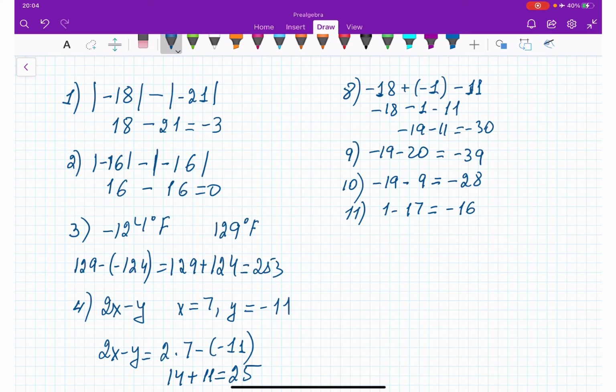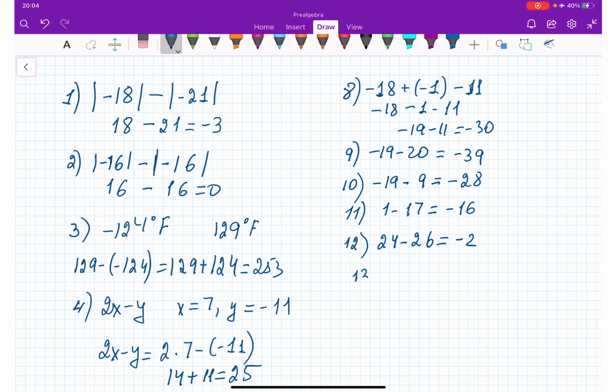Okay? Because when we have positive and negative, we subtract and we use the sign of the bigger number. So 17, well, bigger number, we use absolute value. So 17 and 1, 17 is the bigger number, and it has a negative in front, so we use negative based on the template. Number 12, 24 minus 26, negative 2.